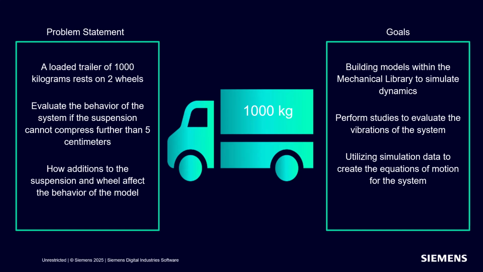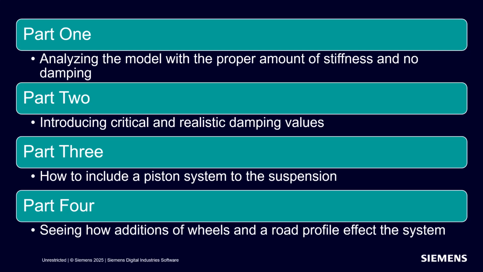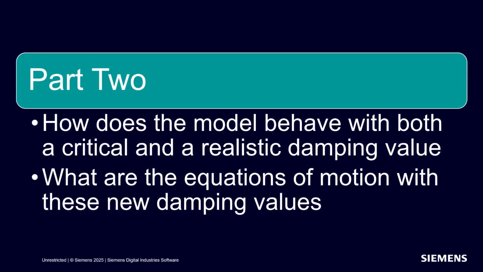With the goals for the tutorials being building models within the mechanical library, performing studies to evaluate the vibrations of the system, and how to utilize simulation data to create the equations of motion for the system. This video will be broken down into 4 parts, with this being part 2, determining how does the model behave with both a critical and a realistic damping value, and what are the equations of motion with these new damping values.